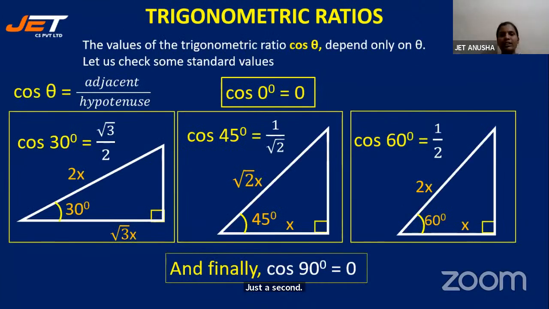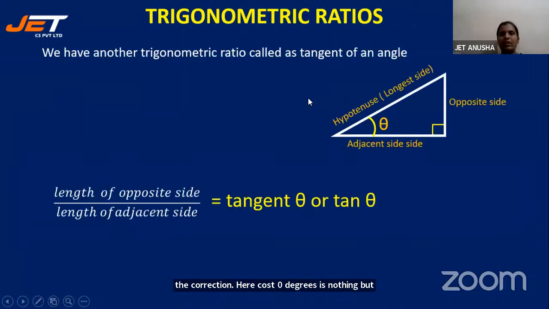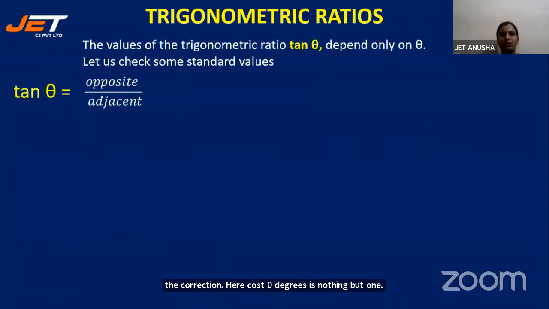Here cos 0 degrees is nothing but 1 mark. Please change the correction. Here cos 0 degrees is nothing but 1. So we completed tan also.